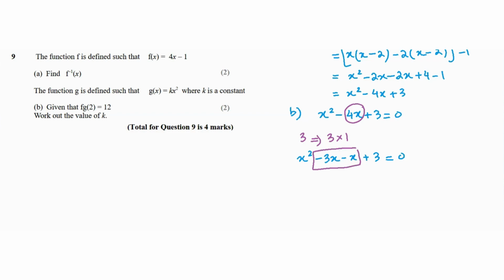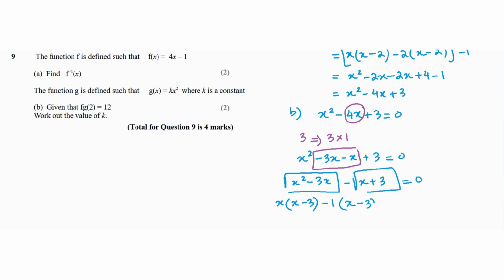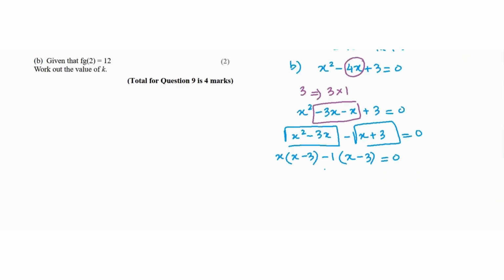So now to factorize this equation, we're going to split it into two groups. First group is going to be x squared minus 3x. And the second group is going to be -x plus 3. So if you look at the first group, we have x common. So that's going to be x times x minus 3. And the second group, we have -1 common. So that's again going to be x minus 3. So between x and -1, we have x minus 3 common. So that's going to give us x minus 1 in the second bracket, where x equals 3 and x equals 1. These are your values of x.